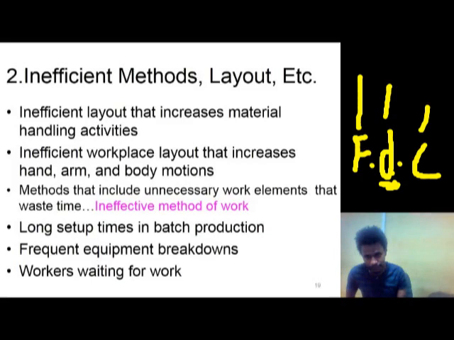If we use a relationship diagram, the departments with an absolutely necessary relationship are placed close together, and those with an important relationship are arranged accordingly. Then we will have a proper layout, therefore the productivity can be improved. But if there is inefficient workplace layout, there will be an increase in hand, arm, and body motion at the same time.